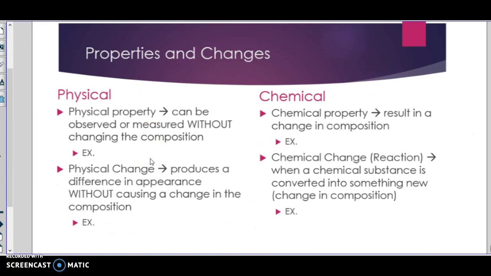We also need to review properties and changes. Physical properties are things that can be observed or measured without changing composition. For example, the color of a substance or its density. A chemical property changes composition. For example, flammability.